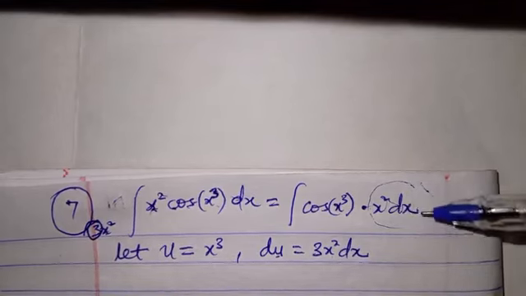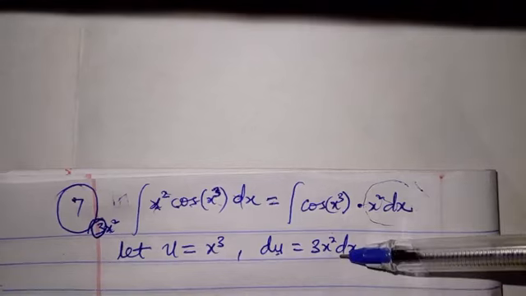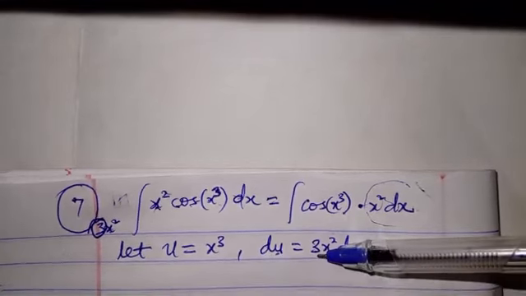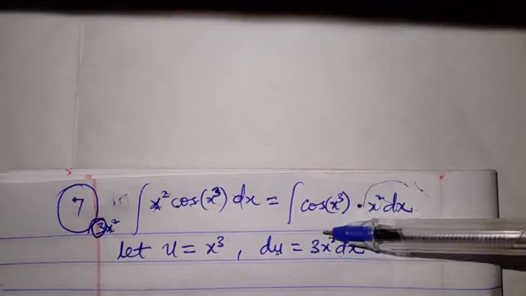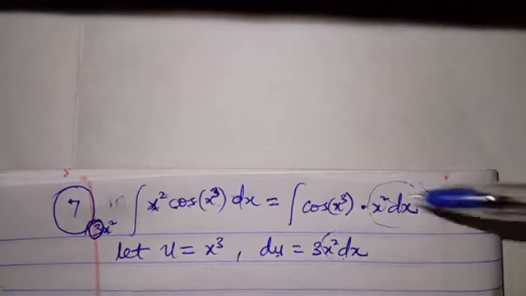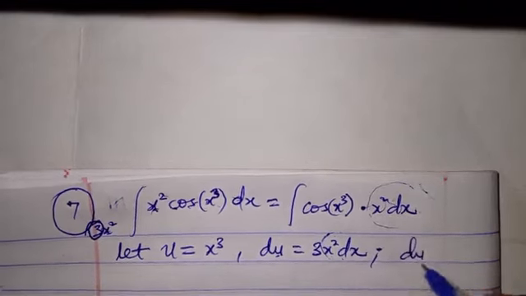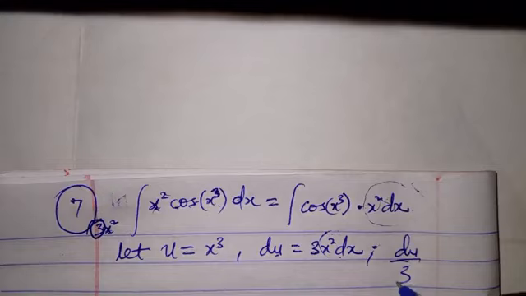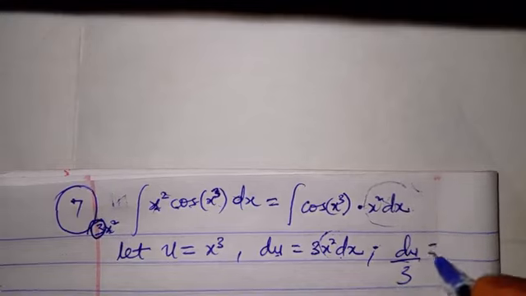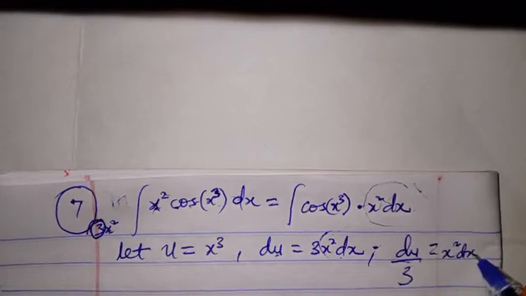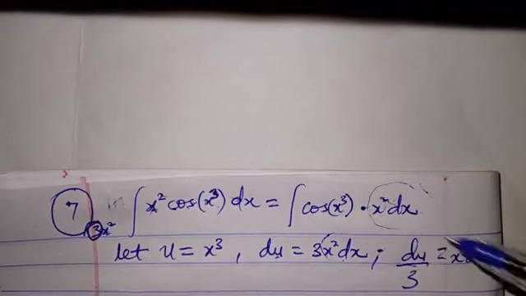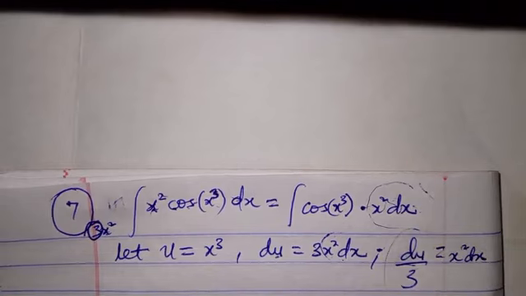s squared dx is here, and I can see it here also. I just need to remove this 3 from here, so that it will just be s squared dx completely. If I remove that 3, it means we have du all over 3, dividing both sides by 3, equal to s squared dx. So s squared dx will now be du all over 3.